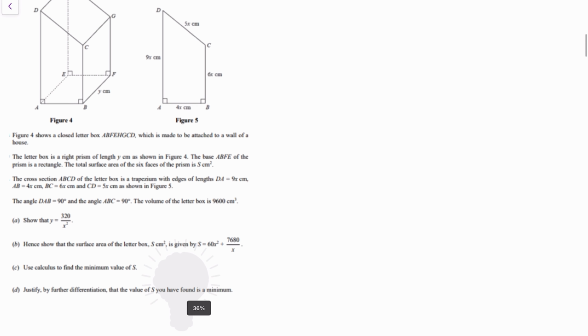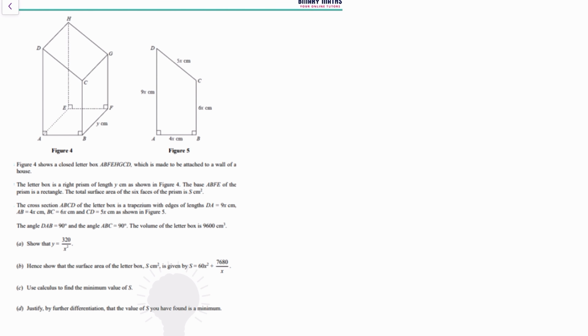Okay, next question. Figure 4 shows a closed letterbox ABCDEFGH, which is made to be attached to a wall of a house. The letterbox is a right prism of length y, shown in figure 4. The base ABFE of the prism is a rectangle. The total surface area of the 6 faces is S. The cross-section ABCD of the letterbox is a trapezium, shown in figure 5. The angle DAB is 90 degrees and angle ABC is 90 degrees.